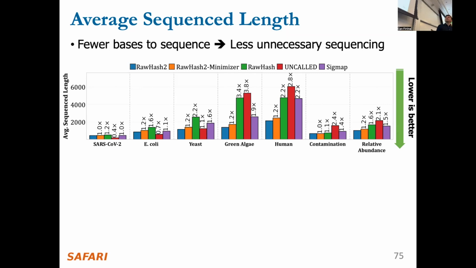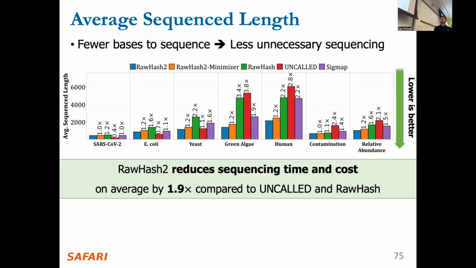And basically, here we want to achieve fewer bases. We want to sequence fewer bases, because this means less unnecessary sequencing. And on this plot, the lower is better. On the y-axis, we have the sequence length that each tool requires before stopping the mapping or stopping the sequencing. And again, on the x-axis, we have the data sets.